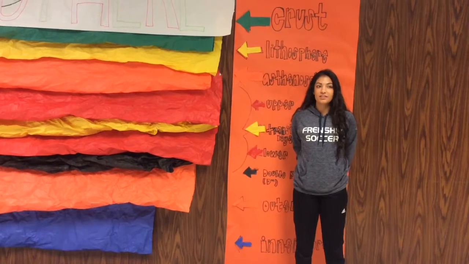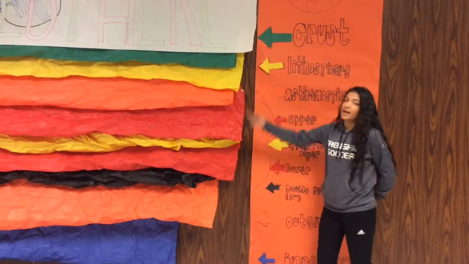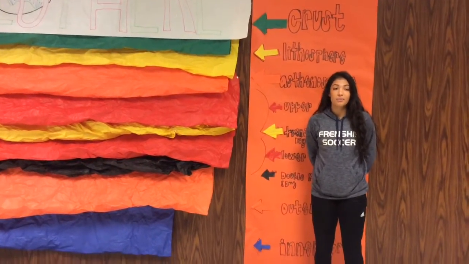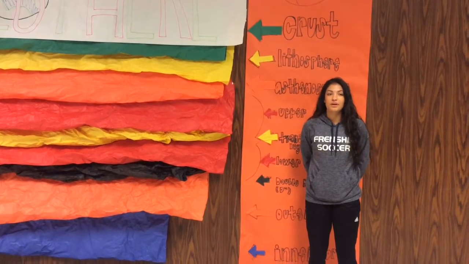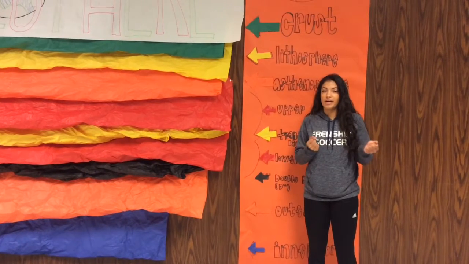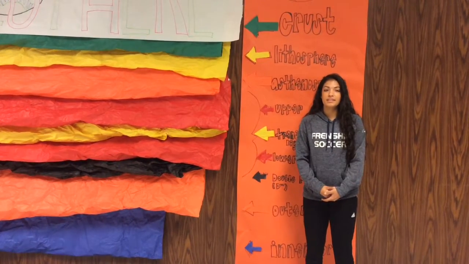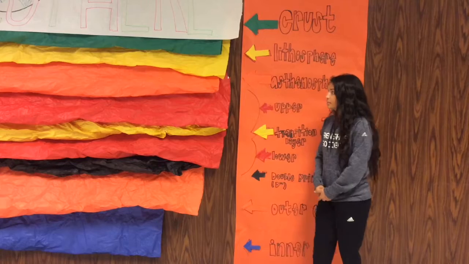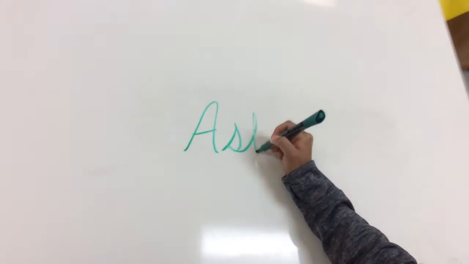Next layer is the lithosphere, and it's right below the crust, and it is the top part of the mantle, and it's the richest part of the Earth. It is made of elastic material, but not plasticky, and it makes tectonic plates, and it's 200 kilometers deep below the Earth.